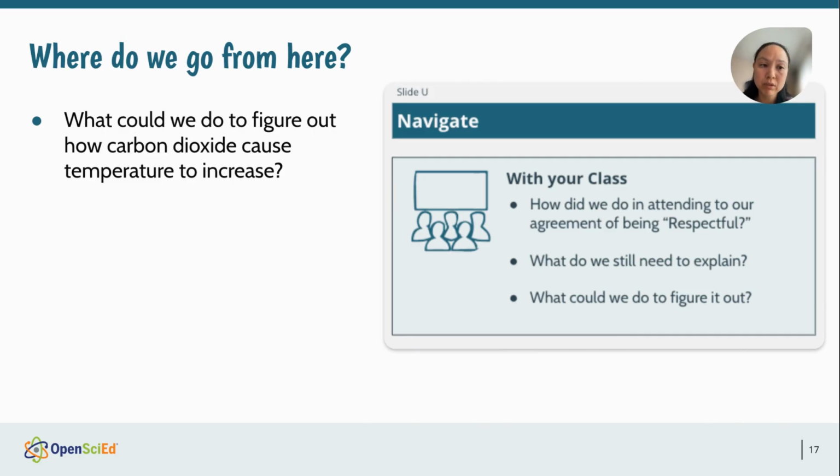At the end of lesson 2, we think about what we should do next to figure out how exactly carbon dioxide caused temperature to increase. We are trying to develop a mechanistic explanation about how this happens.